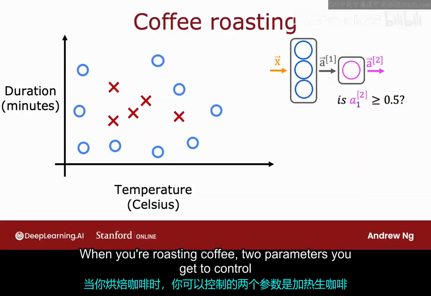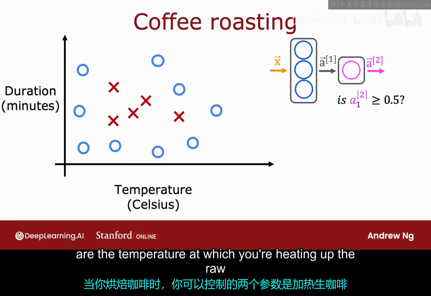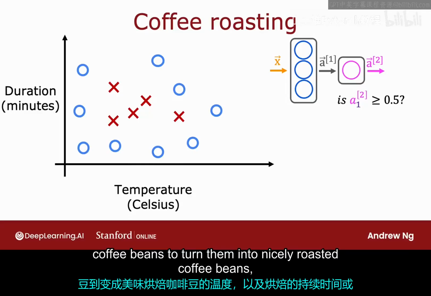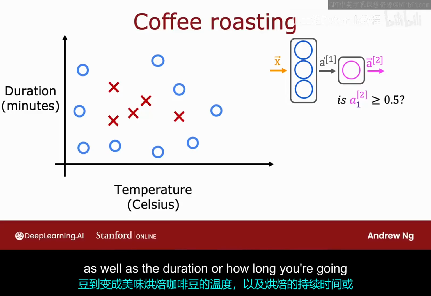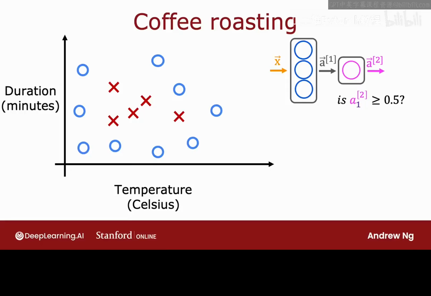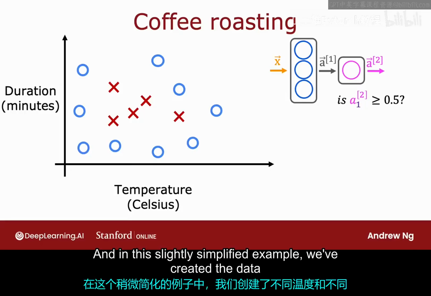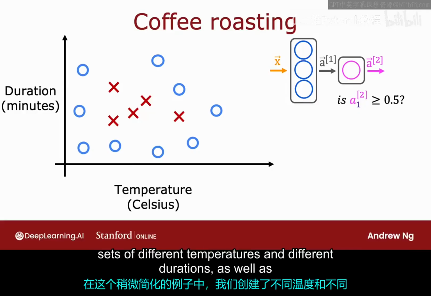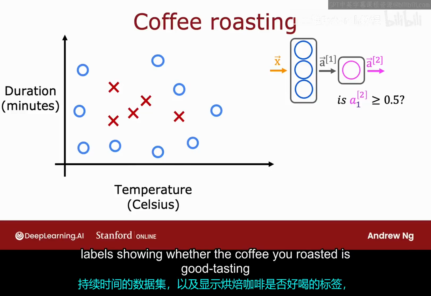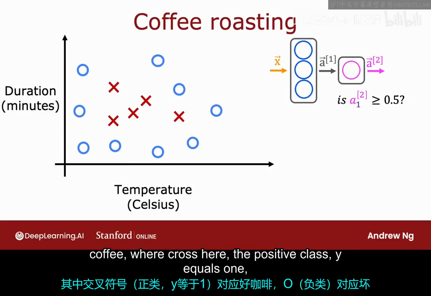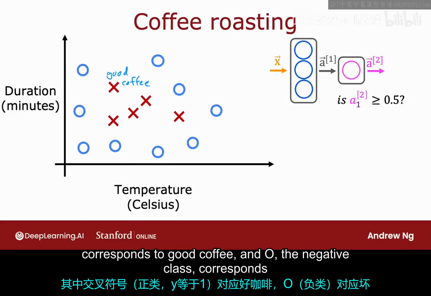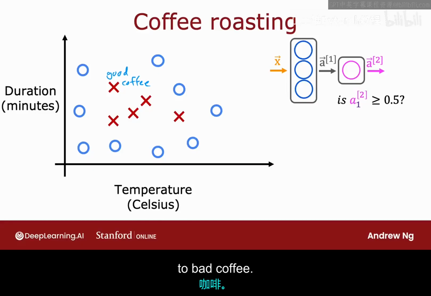When you're roasting coffee, two parameters you get to control are the temperature at which you're heating up the raw coffee beans to turn them into nicely roasted coffee beans, as well as the duration or how long you're going to roast the beans. And in this slightly simplified example, we've created a data set of different temperatures and different durations, as well as labels showing whether the coffee you roasted is good tasting coffee, where cross here, the positive class, y equals 1, corresponds to good coffee, and O, the negative class, corresponds to bad coffee.